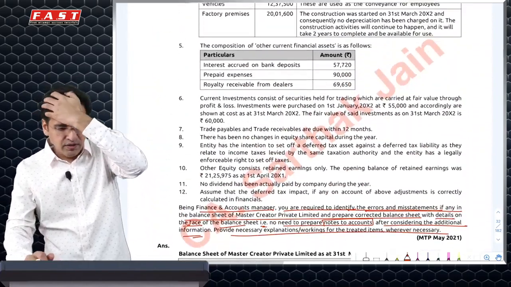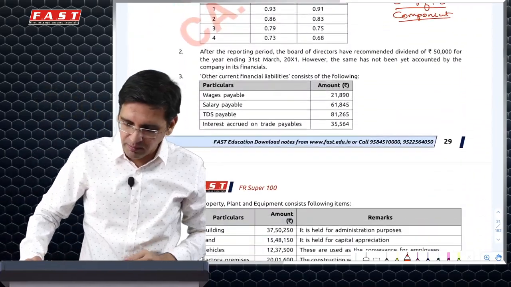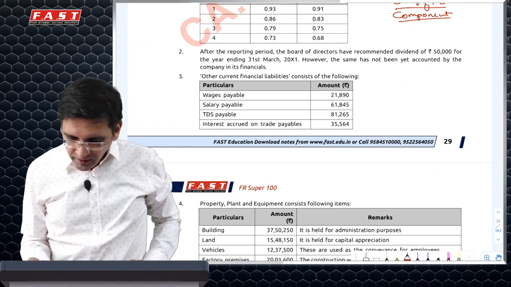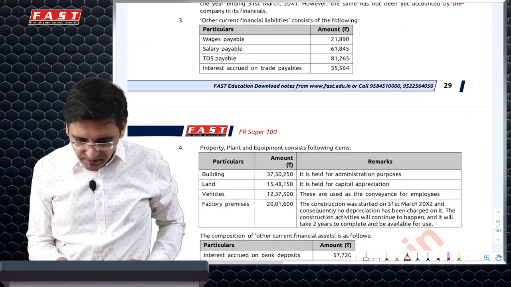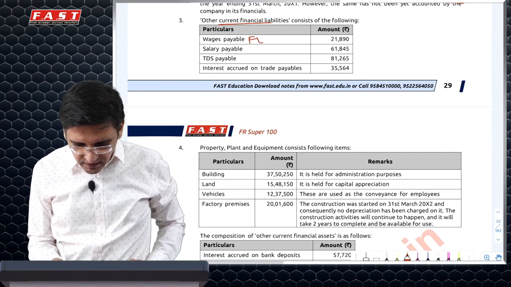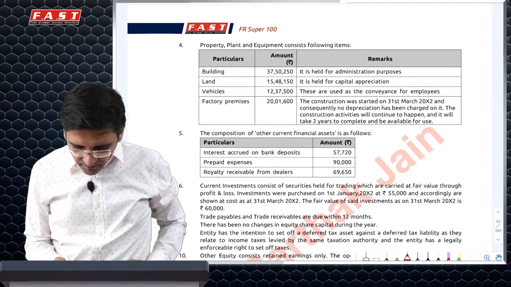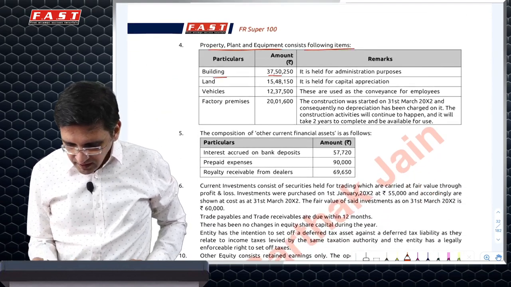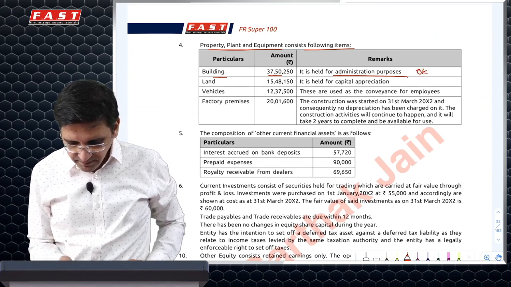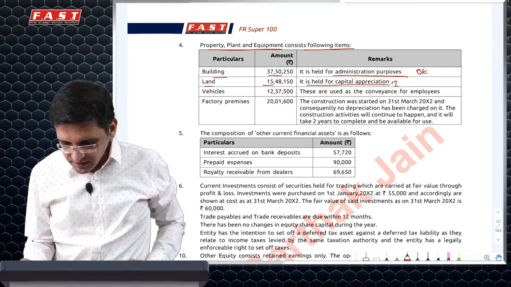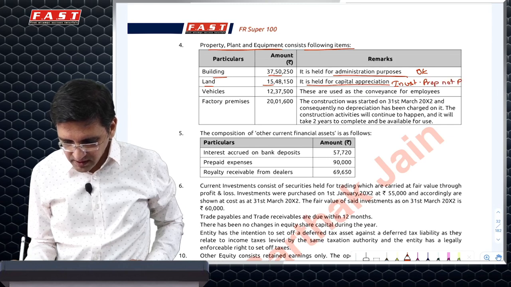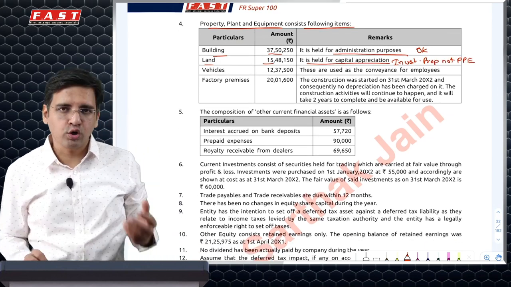I'm just giving you the important tricks to remember in these adjustments. Recommended dividend will be just disclosed. This is a financial liability, this is a financial liability, this is not a financial liability as it is not contractual, this is a financial liability. PPE consists of building held for admin purpose, this is okay. Land held for capital appreciation is reclassified to investment property and not PPE, because for capital appreciation, it will not be owner-occupied property.